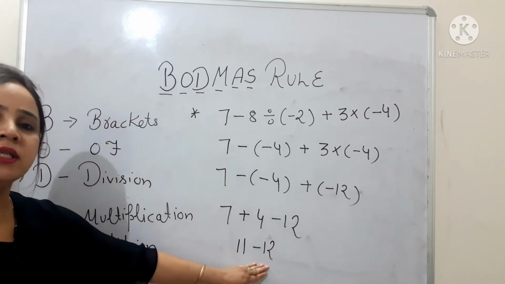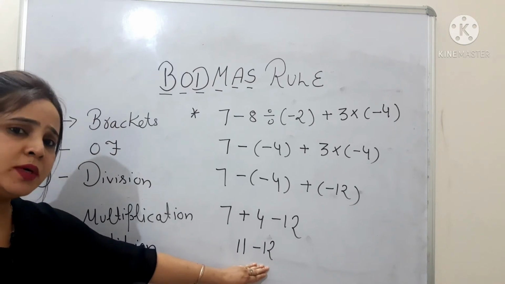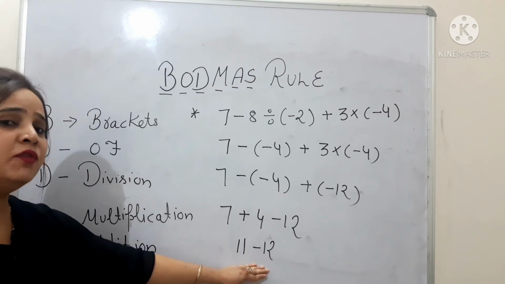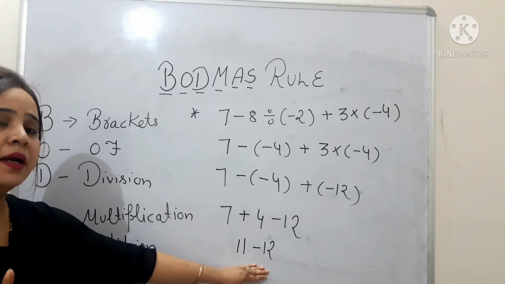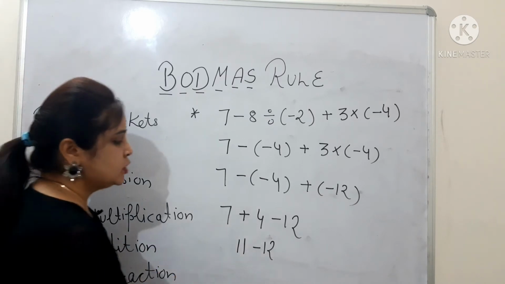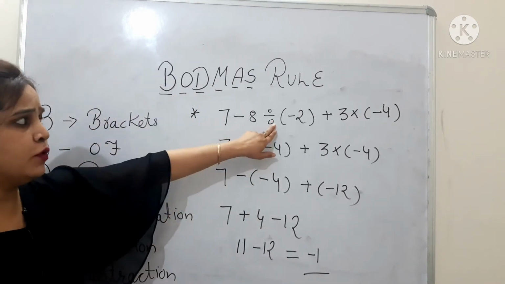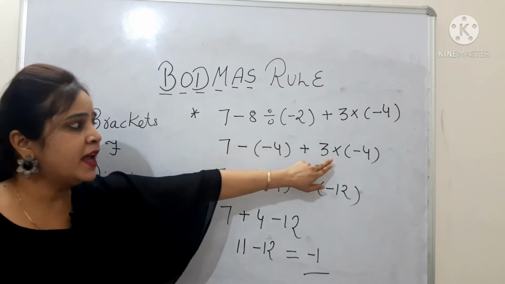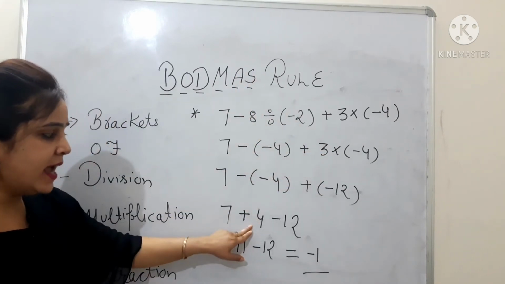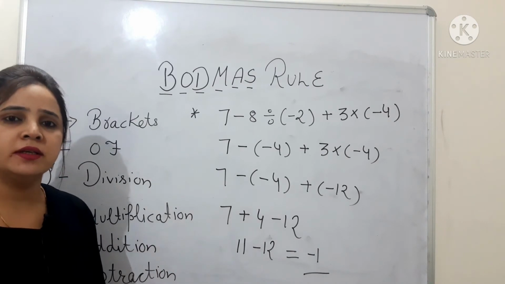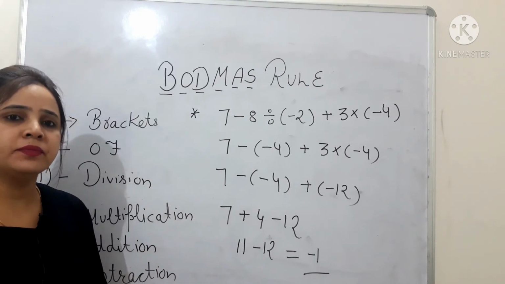And last is the subtraction. Now 11 minus 12 is what, students? Yes, very good. We had already studied integers: the sign will be the sign of the bigger number. Here the bigger number is 12 and with 12 we have the sign minus. So it will be minus 1. Clear? So first we did the division, then the multiplication, then the addition and the last one we did the subtraction. Is that clear? Yes, very good.